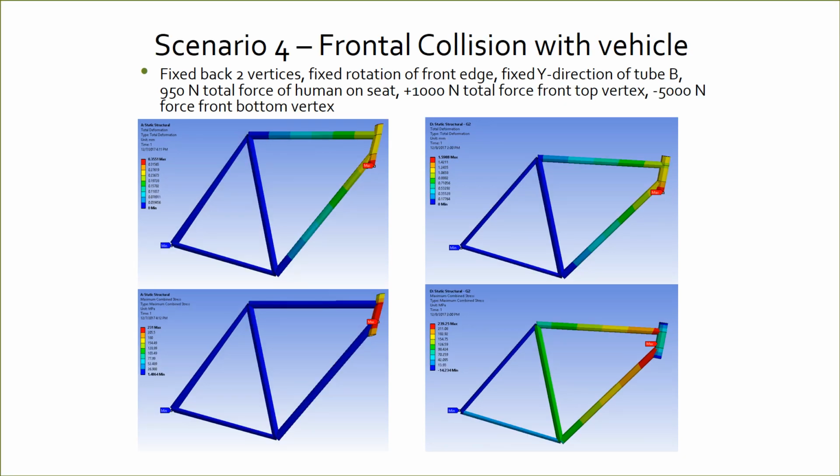Scenario 4 simulated a frontal collision with a vehicle. In order to do so, a force of 1,000 newtons was applied at the top vertex of the fork tube, and a force of 5,000 newtons was applied at the bottom vertex of the tube to represent the moment generated by the fork.